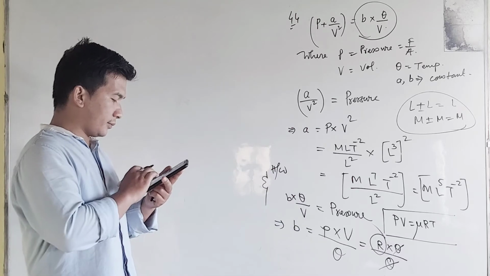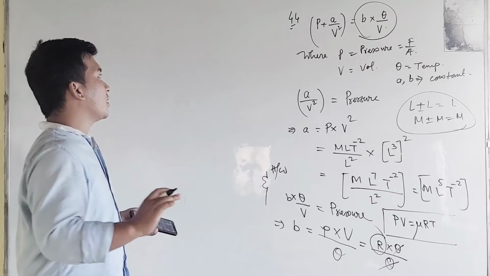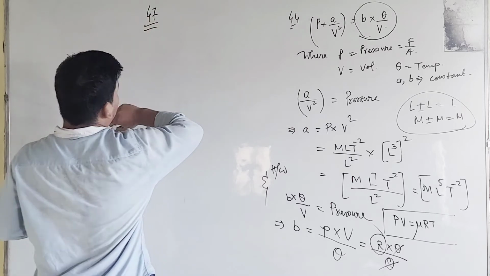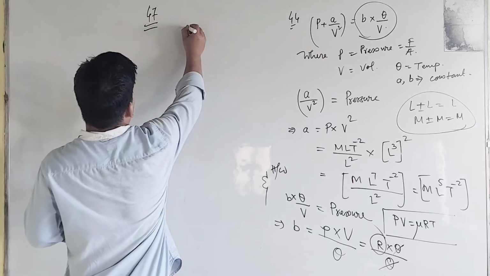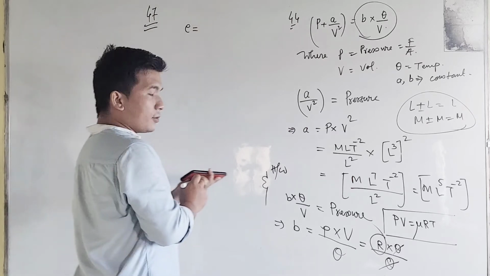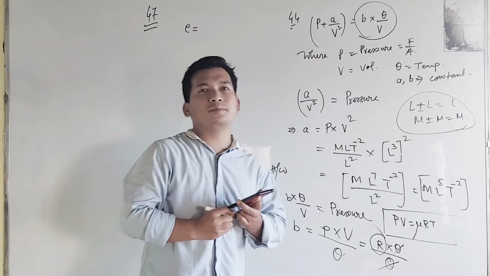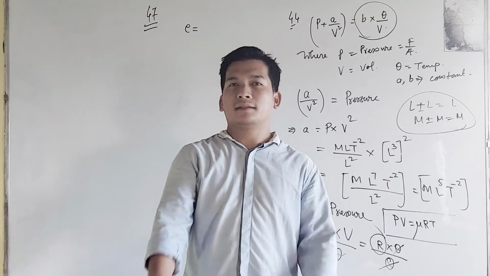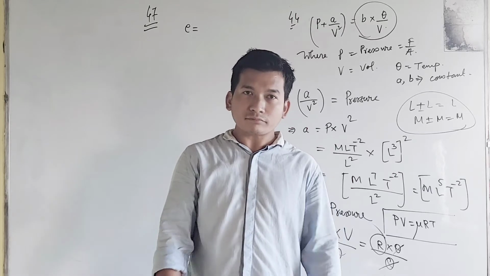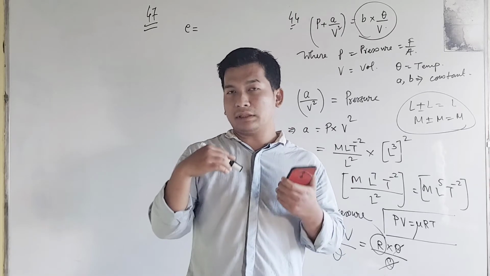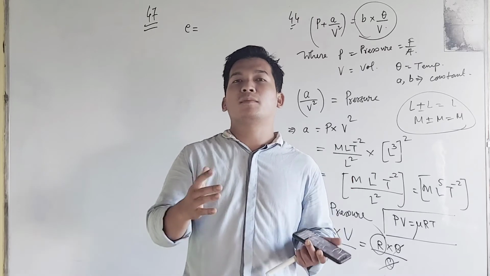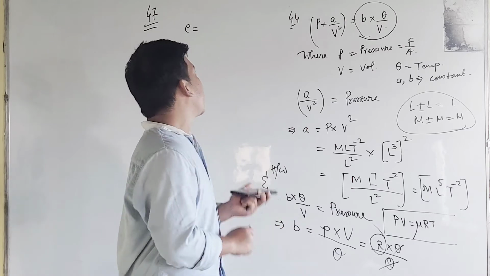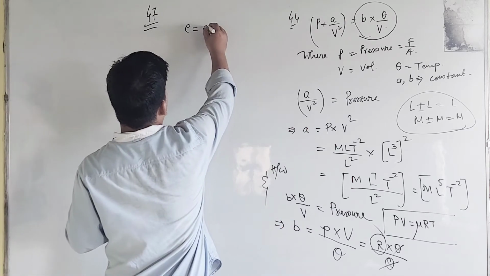Next, question number 47. The concept in question number 47 is very important. What is E? Most of the students do not understand the difference between a constant and a dimensional constant, that is, a constant having a dimensional formula. So the E is known as the exponential.